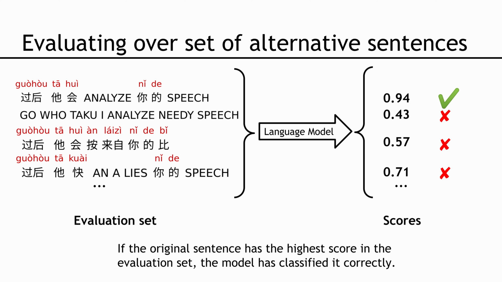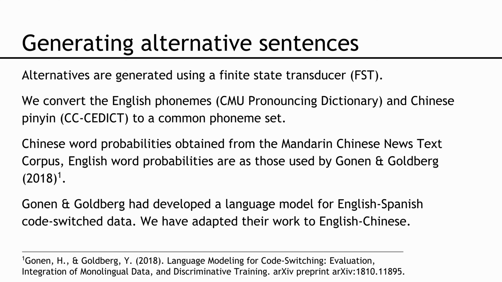When evaluating the model, we use the language model to assign a score to each of the sentences. The model is considered to have classified this set correctly if the original sentence was scored the highest. In order to generate alternative sentences, we converted the phonemes of English words and the pinyin of Chinese words to a common phoneme set. We then used a finite state transducer, or FST, to produce alternative sentences with similar phonemes.